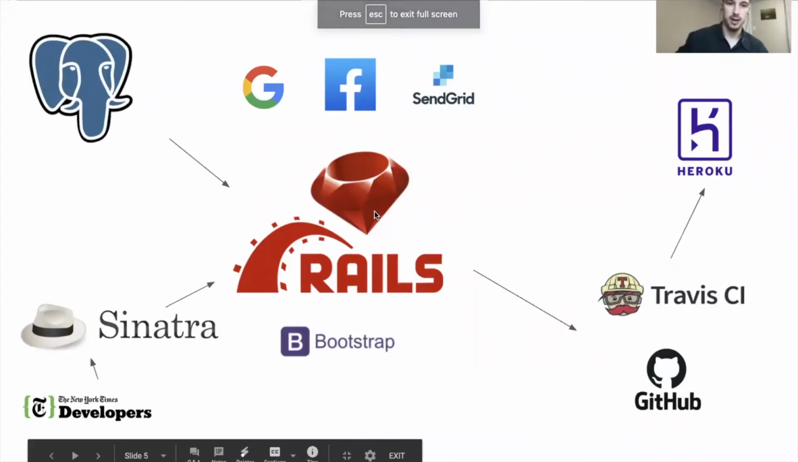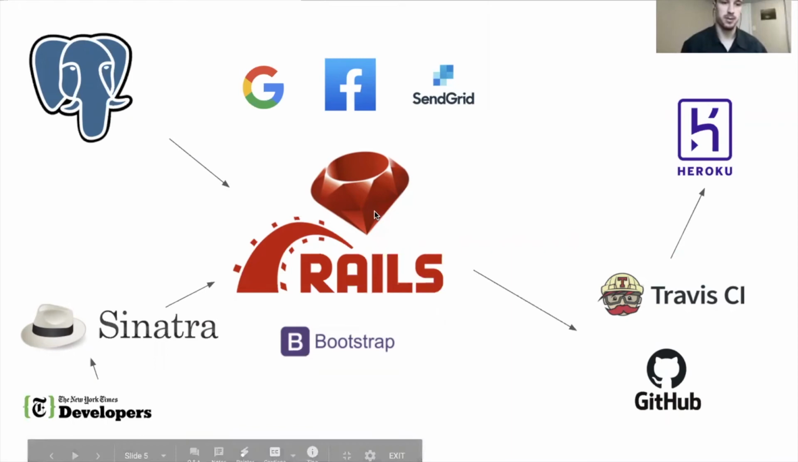Here's a look at our tech stack. On the back end, we used a Postgres database along with a Sinatra microservice. The Sinatra microservice consumed the New York Times API, formatted the obituary data, and then exposed all that data to our Rails app. Within our Rails app, we used both Google and Facebook OAuth, along with SendGrid for emails, and we used Bootstrap to help us style the front end.